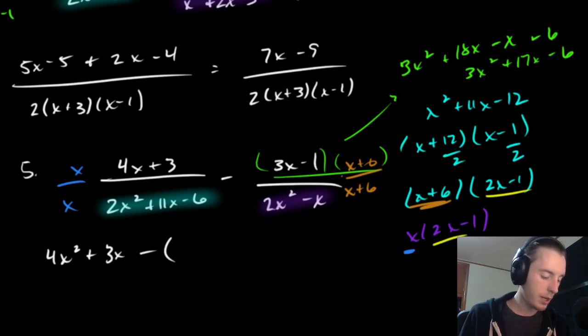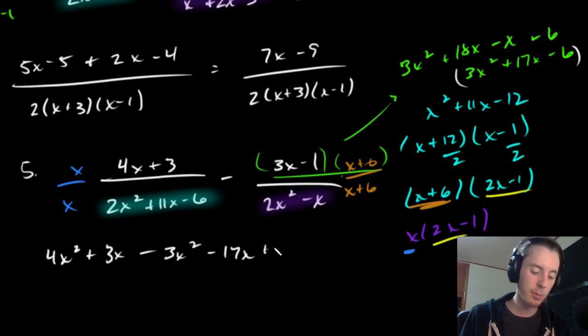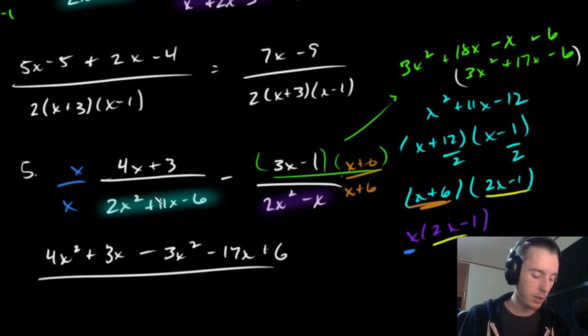So when you distribute the negative into that, because remember, there's a negative sign in the front, and so that's going to have to distribute in. You're going to get negative 3x squared minus 17x plus 6. All these signs up here change. And this is all over that same denominator. So the denominator is x, and then there's an x plus 6, and then there's a 2x minus 1.